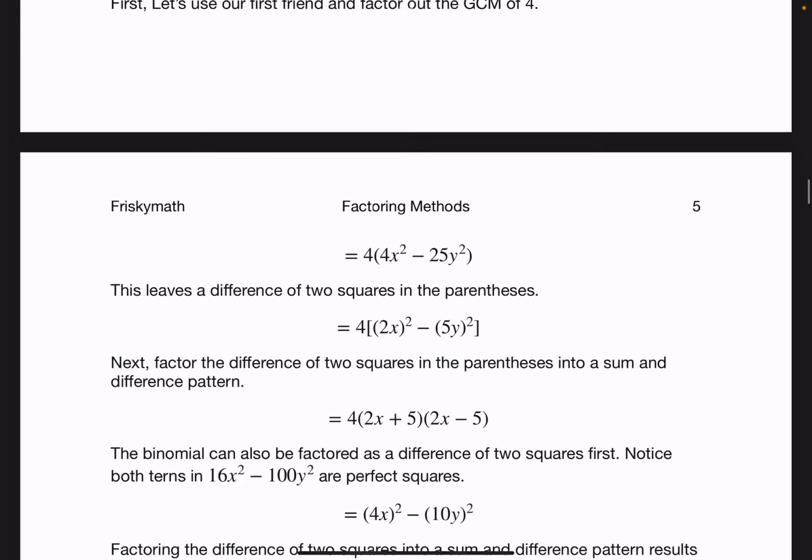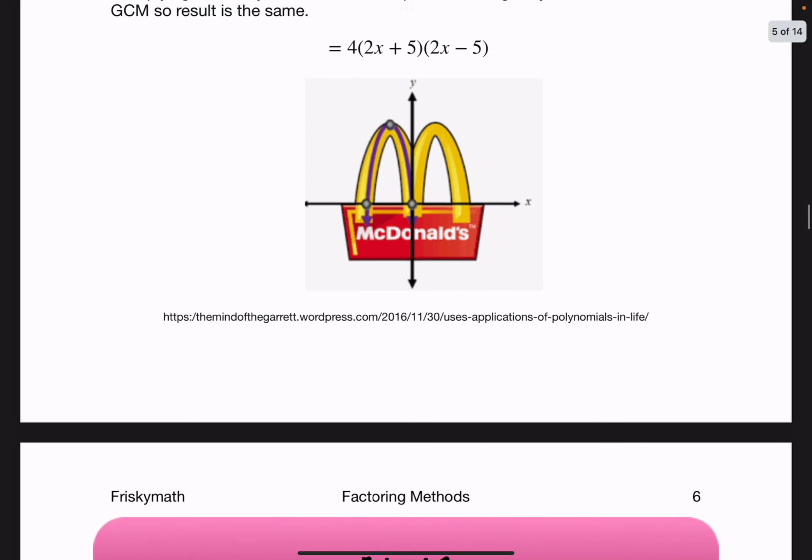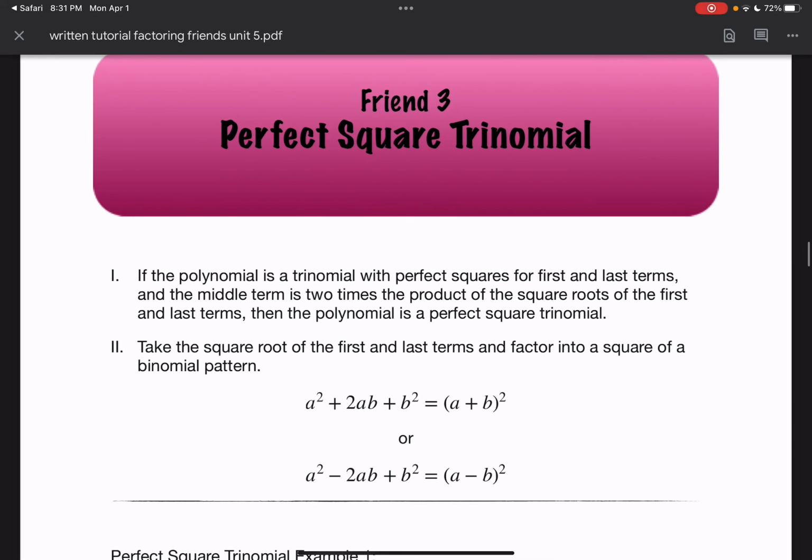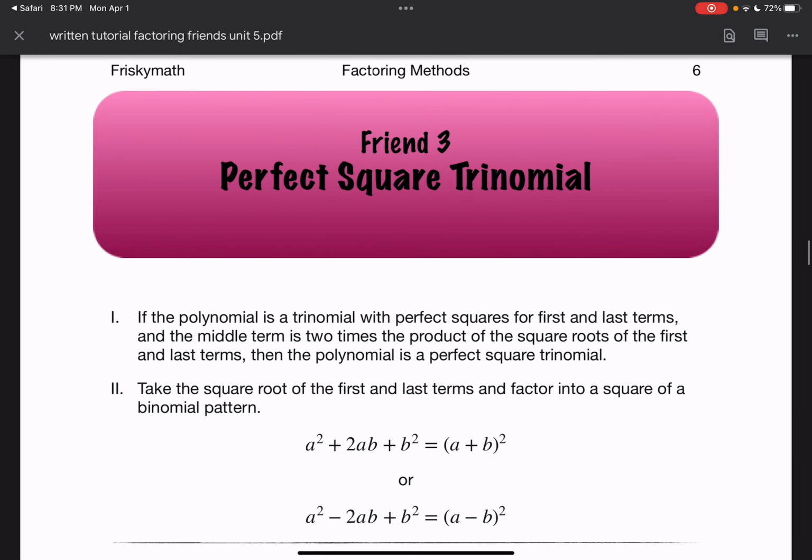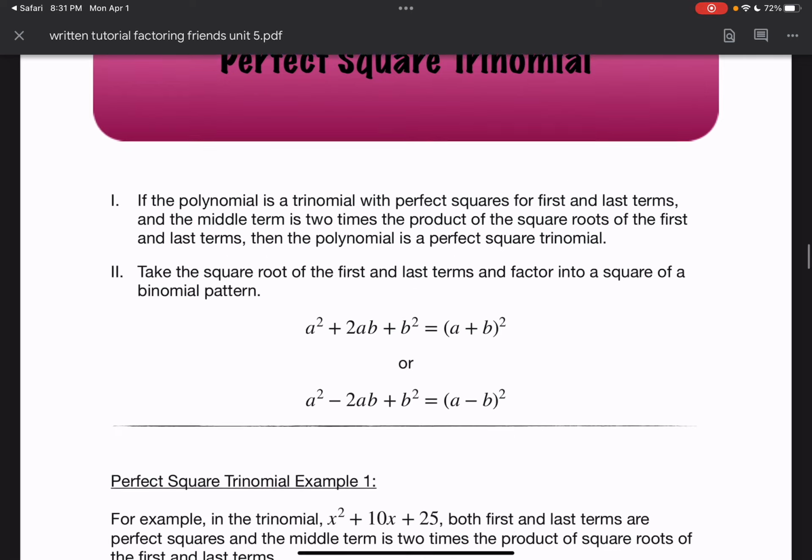Our third friend was when you had a perfect square trinomial, and a perfect square trinomial followed a specific pattern where the first term was a perfect square, the last term was a perfect square, and in order to get the middle term, you took the square root of first and last terms, multiplied them together, and doubled them. And when you factored a perfect square trinomial, you always got the square of a binomial.